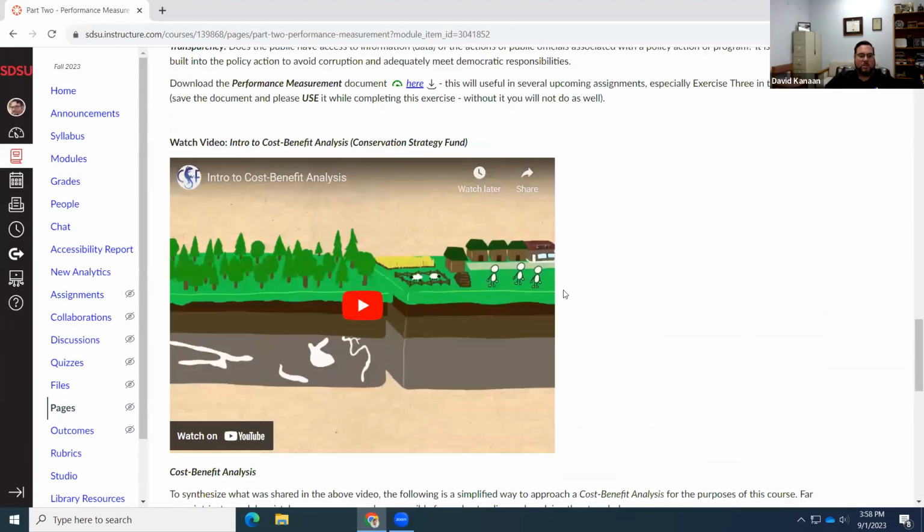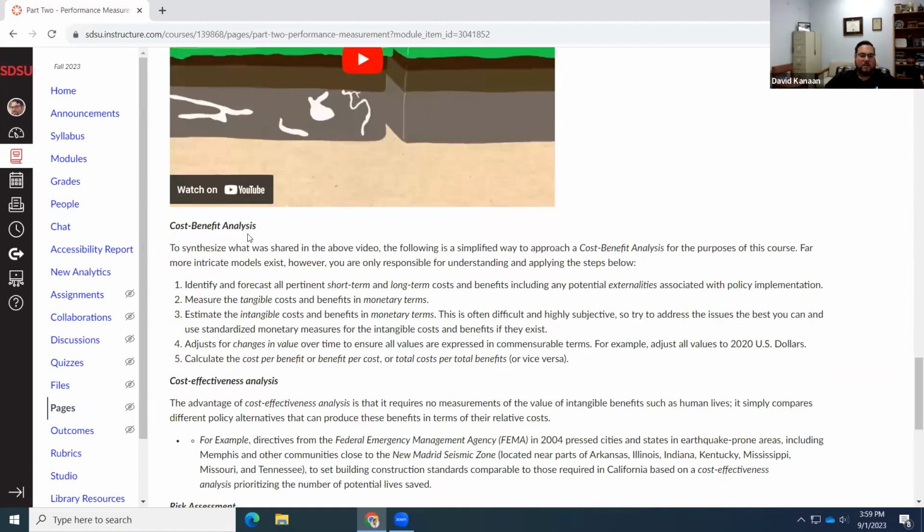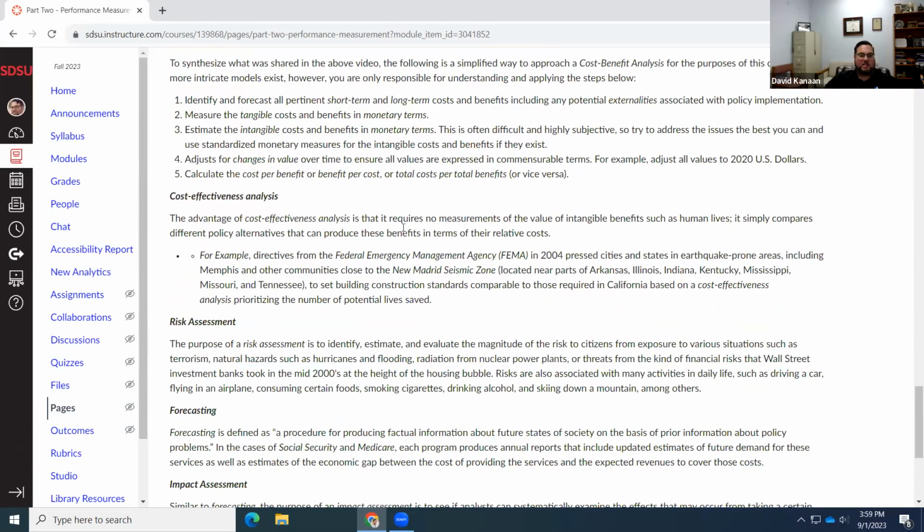So you also have the intro to cost benefit analysis, which gives you some context and helps you understand the concept better. It's not very long to watch. Here's the definition of cost benefit analysis. We have other types of analyses. We're not going to get into them as much in this course. This is more of a general public policy course, but just so that you know what they are.